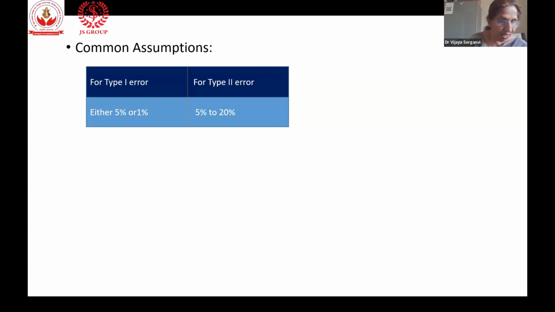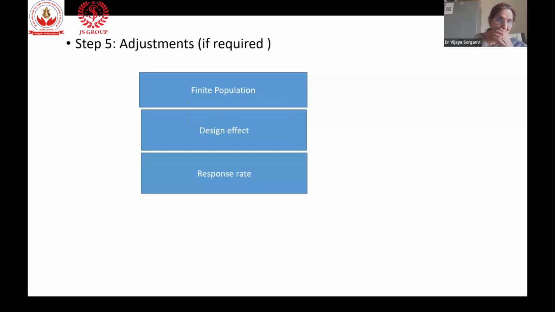If we consider 1%, our sample size is usually large, so we increase it to 2, 3, or 4, up to 5. And for beta error, type 2 error, we consider 5% to 20%, meaning a minimum of 80% power should be there. The error we are considering is 20%, and power, or precision, of 80% we consider in the study. So these are the common assumptions we make while calculating the sample size.